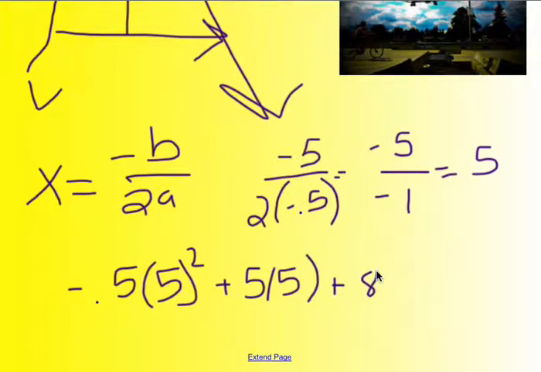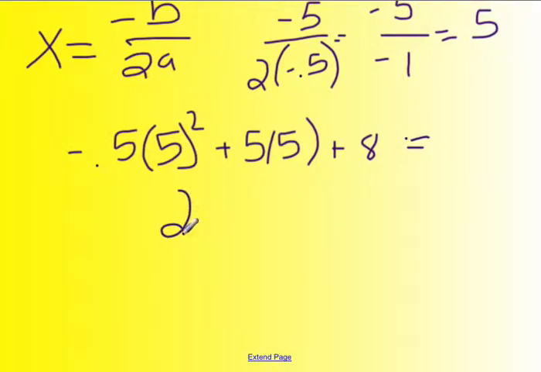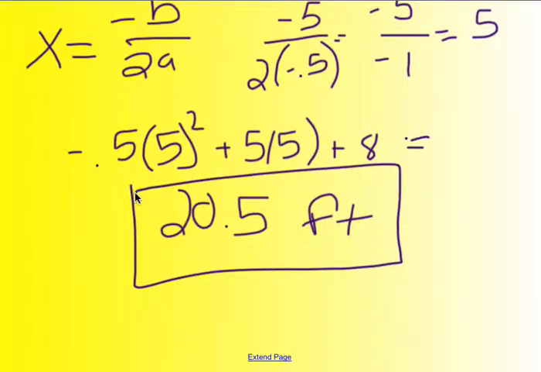When we plug that in, we can type that exactly into our calculator. So negative 0.5 times 5 squared plus 5 times 5 plus 8. When you do that, you end up getting 20.5. Now 20.5 represents how high the skateboarder jumps, so that's the answer to our question. It tells us that y is measured in feet, so that means the skateboarder goes 20.5 feet.